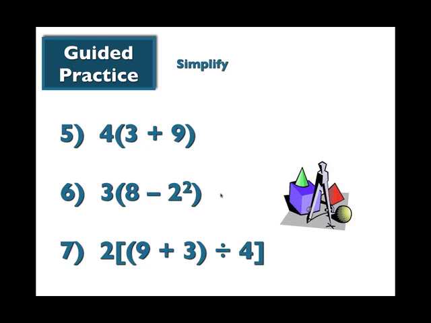And number 7, which has the brackets and the parentheses, you would do 9 plus 3, which is 12, first. Divide that by 4, that gives you 3. And 2 times 3 would give you 6. The answer to number 7 is 6.